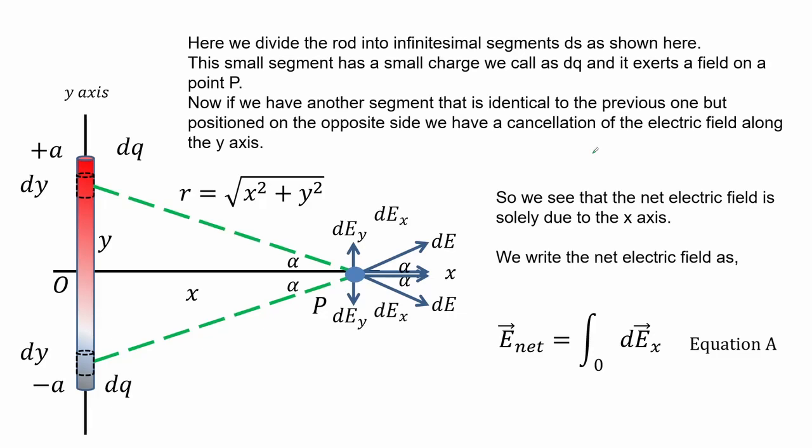Here we divide the rod into infinitesimal segments ds as shown. This small segment has a small charge, which we call dq, and it exerts a field on point P. Now if we have another segment identical to the previous one but positioned on the opposite side, we have a cancellation of the electric field along the y-axis. So we see that the net electric field is solely along the x-axis. We write the net electric field as A.